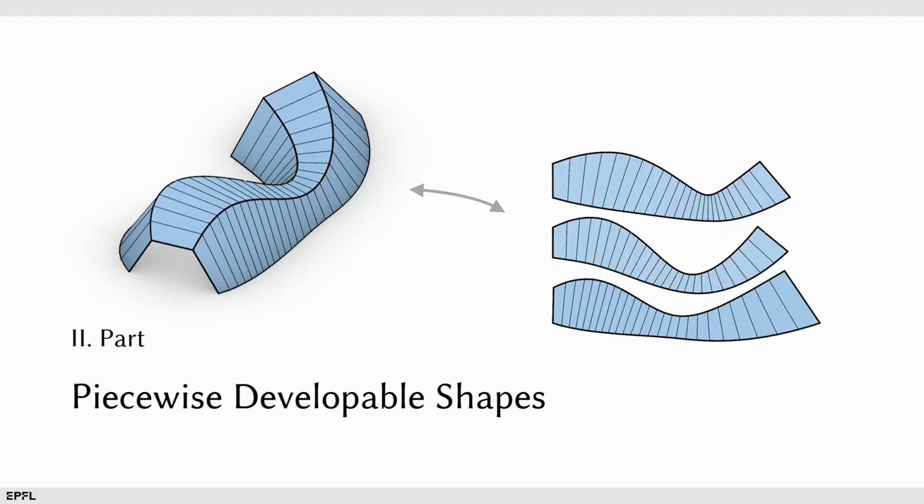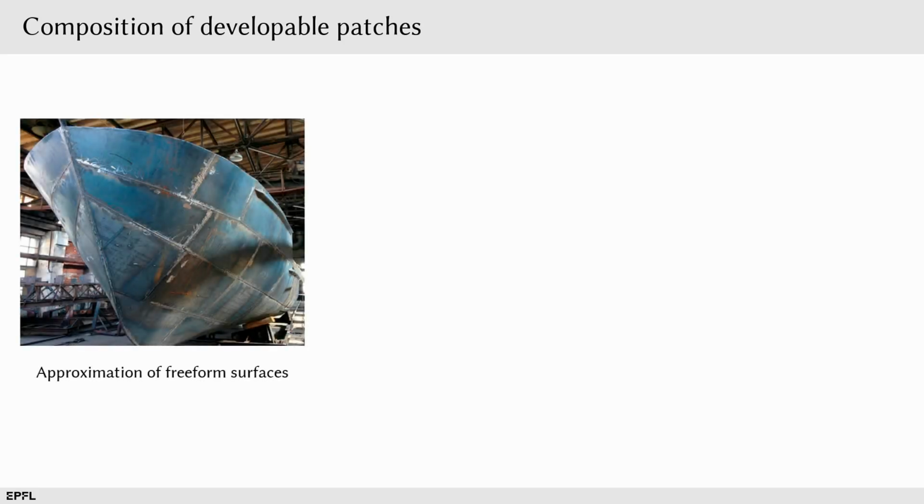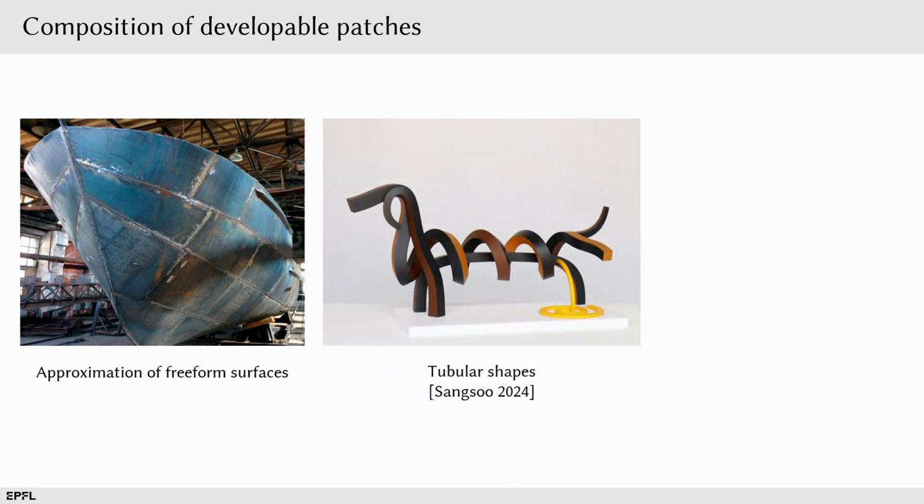Okay, so with this, I would like to transition to the next part about the combination of these piecewise developable shapes. Combining multiple developable shapes unlocks a wide range of possibilities. Examples include approximations of freeform surfaces, such as these highly functional boat hulls, or tubular shapes, exemplified here by an art piece by Korean artist Sang-soo.